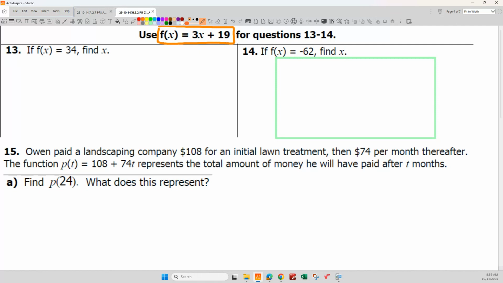What's different about that than what we've been doing? What do you think, Hayden? Yeah, are they giving us the input or the output? They're giving us the output this time, which is a little strange, and they're asking us to calculate the input. So how would I approach that?